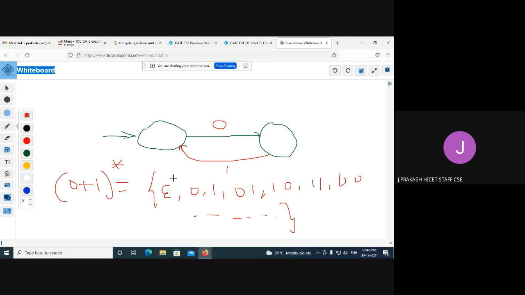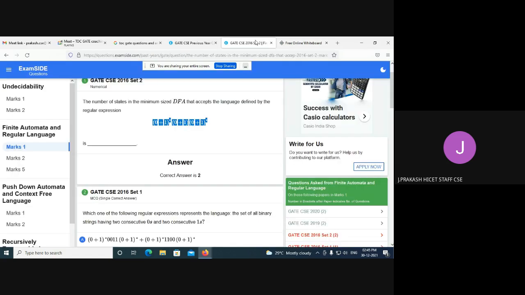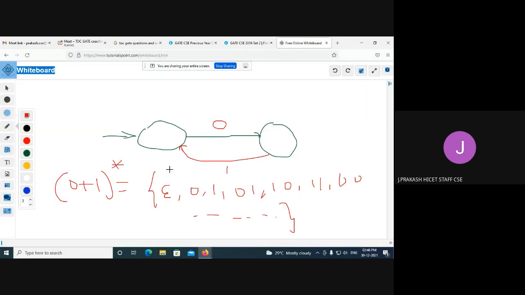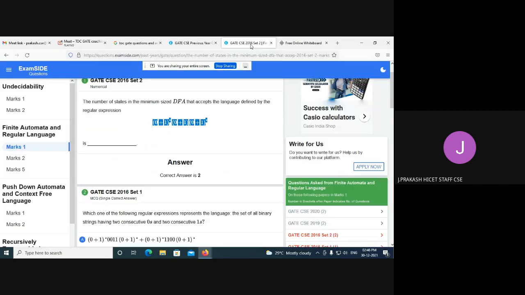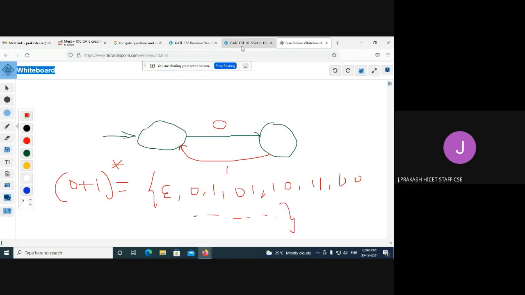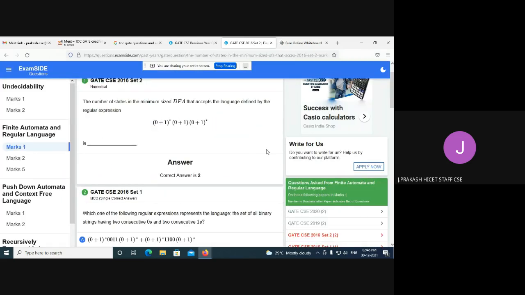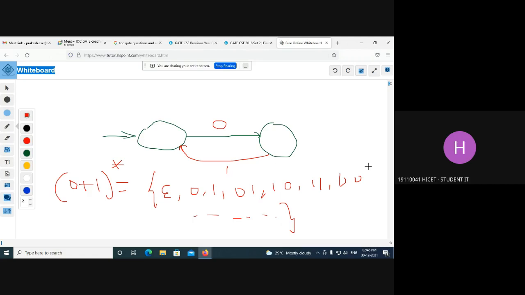The next one is again 0 plus 1, so again it remains in the same state. The next 0 plus 1 whole star. So a maximum of 2 states is enough. Is it clear? Yes, sir. I have drawn this by using the identity 1 into 1 star equals 1 star.